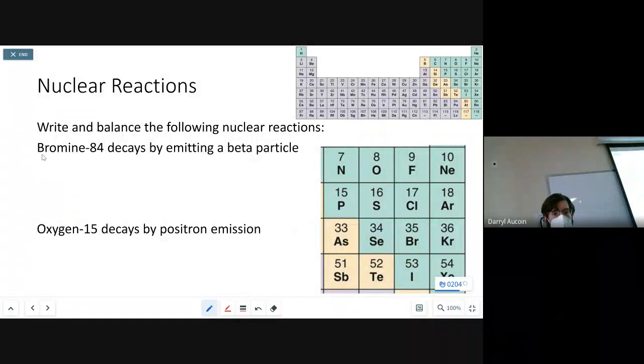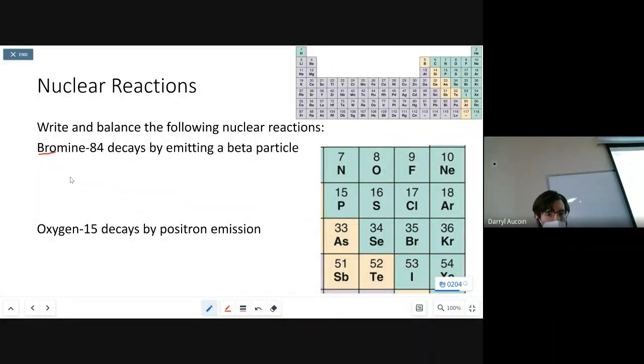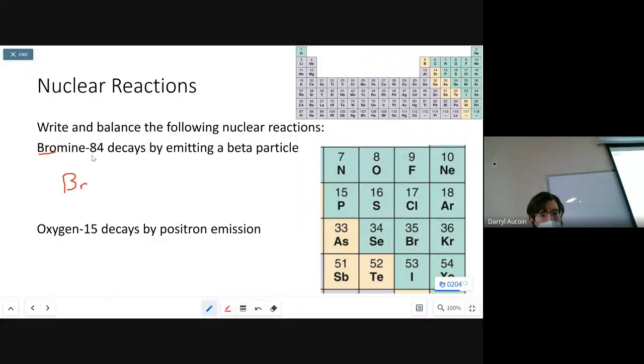For this one here, it was talking about bromine with a mass of 84. So we could go to our periodic table. They're telling us bromine is the Br element right there. So we'll write the symbol for bromine, and they gave us a mass right here: 84. So the mass of bromine is 84. This periodic table isn't the best one, but it does have the atomic number. Atomic number is the number of protons. So we can put that down here to keep track of it.